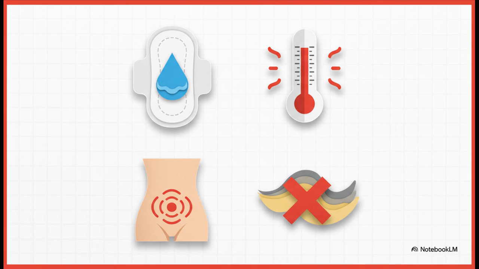Now, your safety netting advice needs to be explicit. Don't just say, call if you feel unwell. You need to give concrete red flags. For example, tell her to seek help for heavy bleeding, and then define what that means, like soaking 2 pads an hour. Mention fever, foul-smelling discharge, or severe pain. And crucially, tell her exactly who to call.